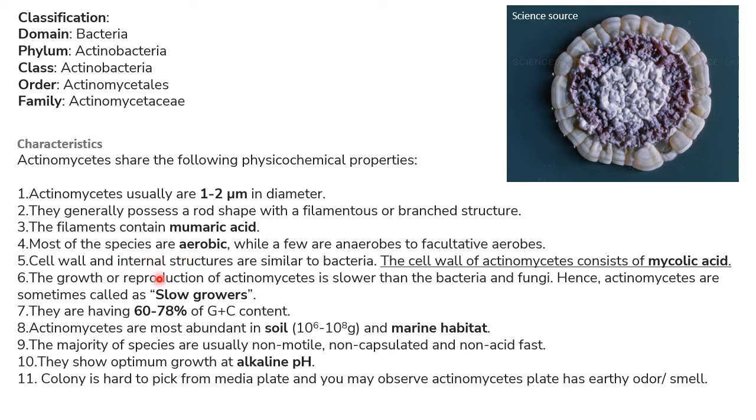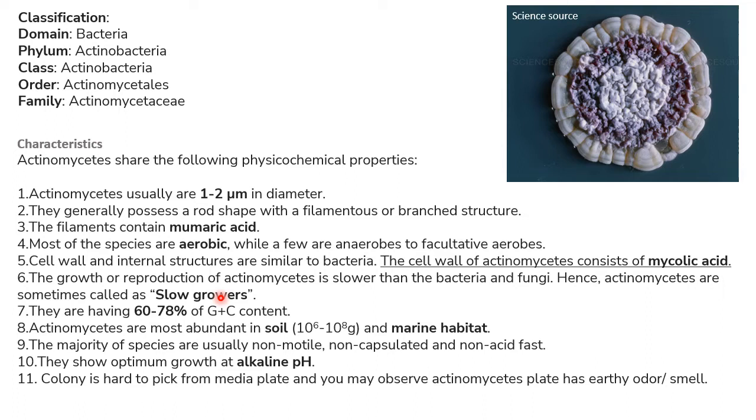Then the cell wall and internal structures are similar to bacteria. The cell wall of Actinomycetes contains mycolic acid. Okay, so you will get this in your VIVA questions. The growth and reproduction of Actinomycetes is slower than that of bacteria and fungi, and thus they are denoted as slow growers. Okay, but in the case of fungi, complete or full colony growth is seen by 48 hours, but not in the case of Actinomycetes.